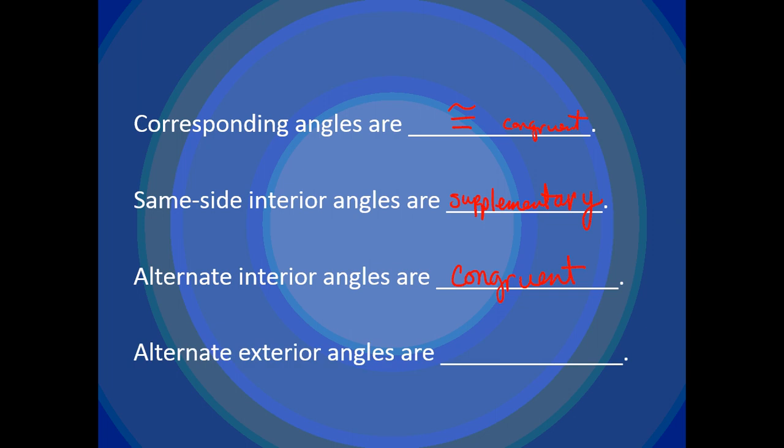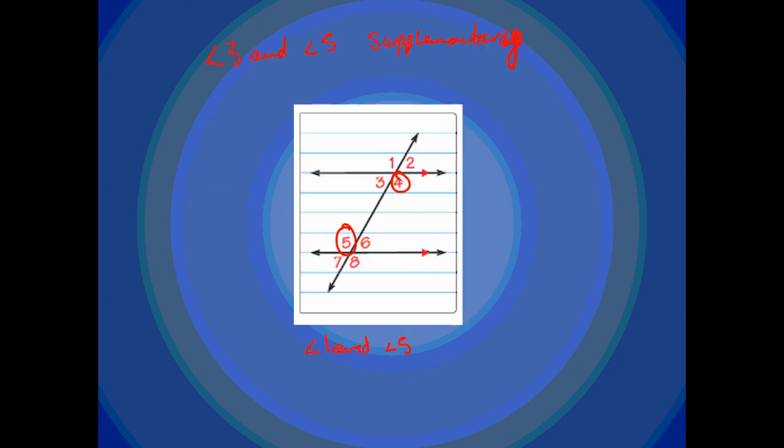Alternate exterior angles. Alternate exterior angles are on the outside of the two parallel lines. Exterior means that they have to be out here and out here, so they have to be outside the two lines. Now, alternate means they have to be on opposite sides of the transversal. So that would be like angle 8 and angle 1, or angle 7 and angle 2.